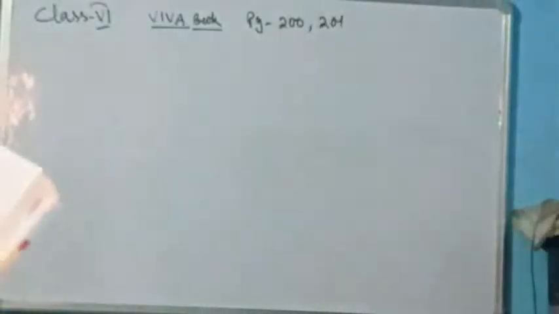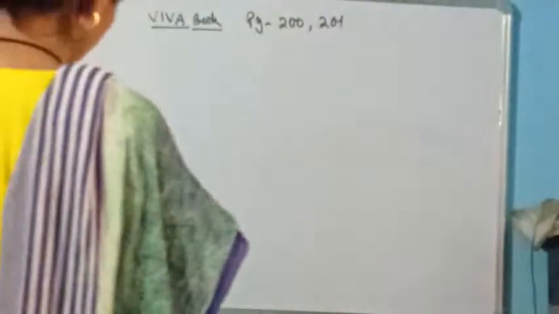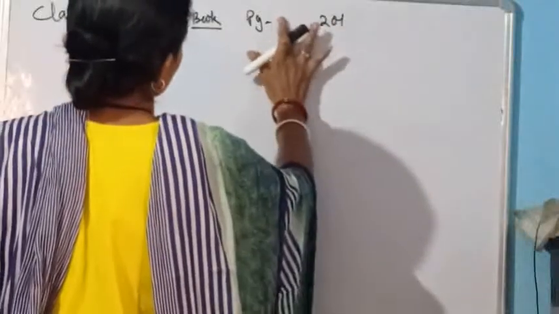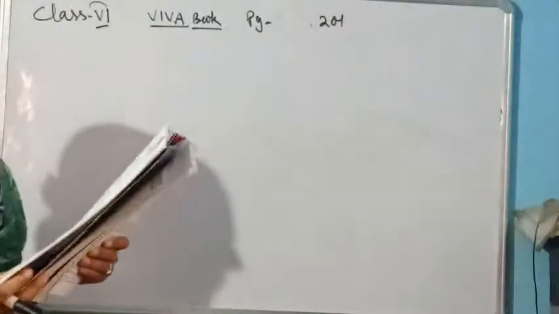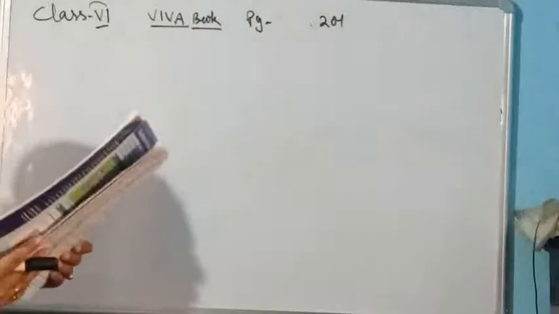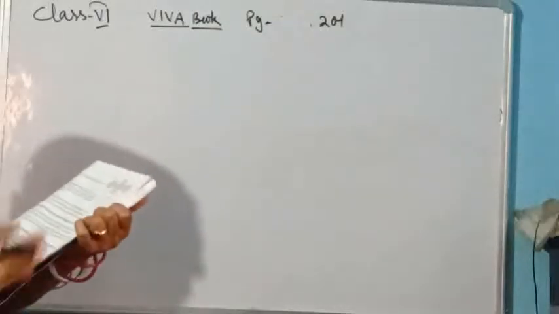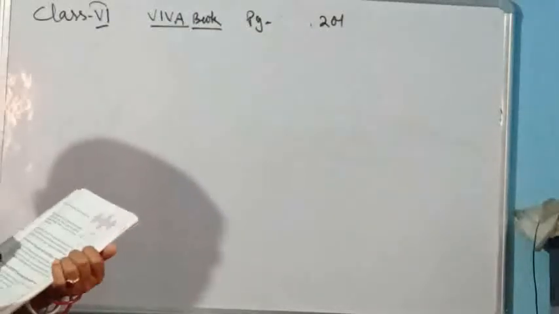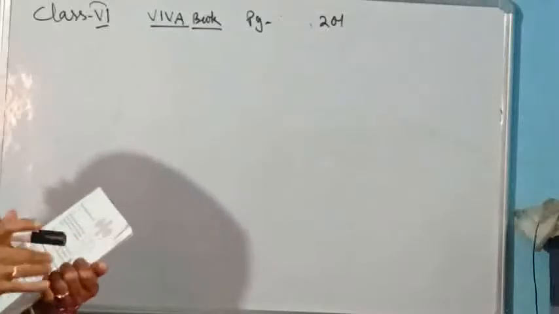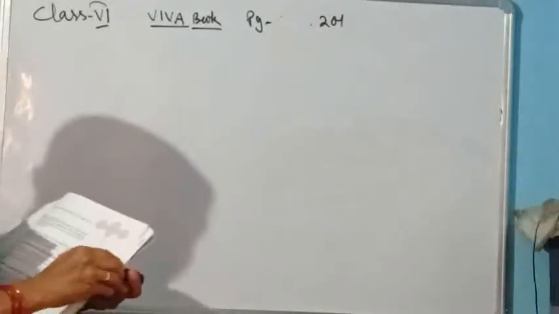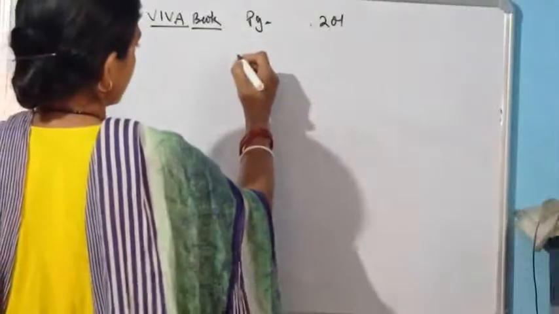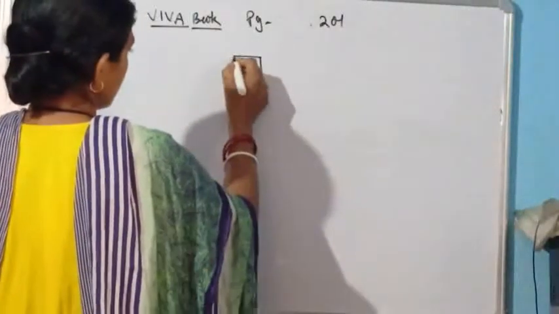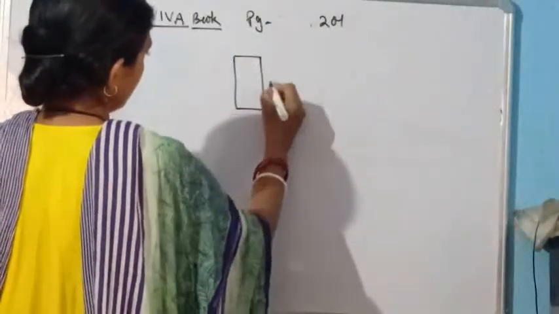The first question I have taken from page number 201. Let's go to page number 201. That question I have taken, the first one, question number 2. Here some shapes have been given. One is a square, two squares are there, and one cross is given.